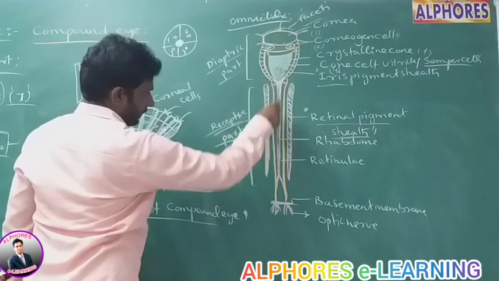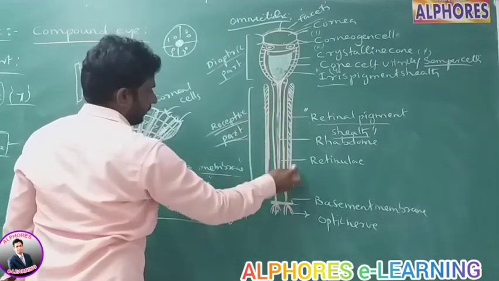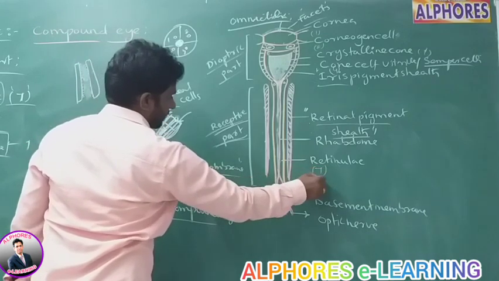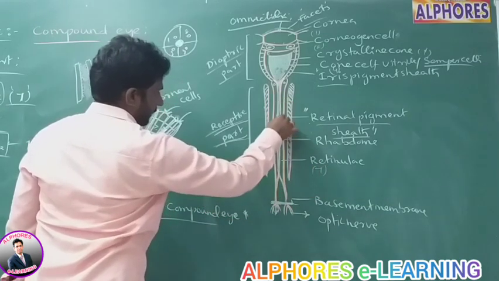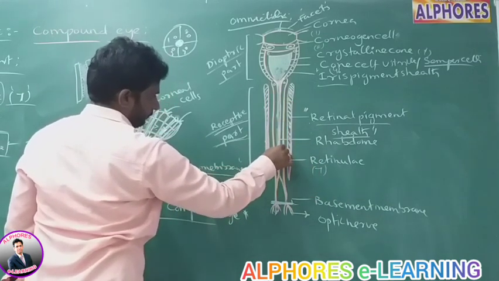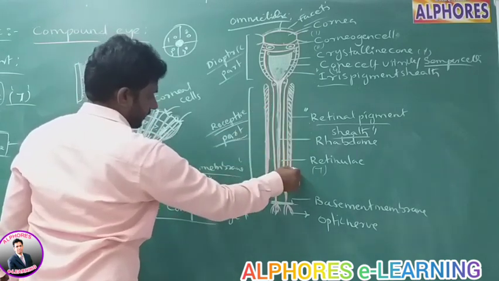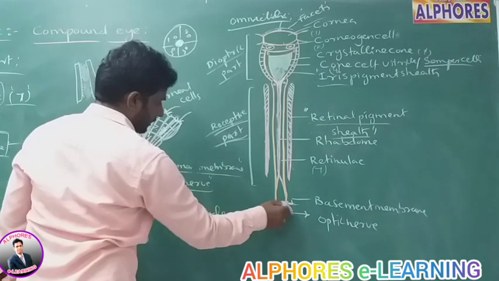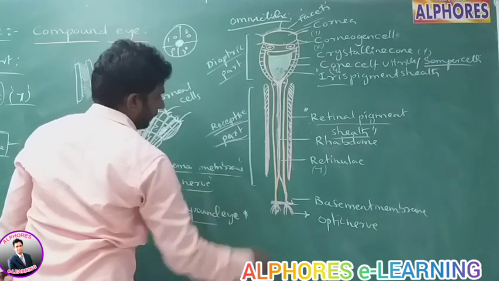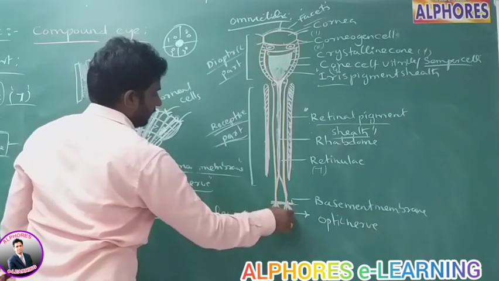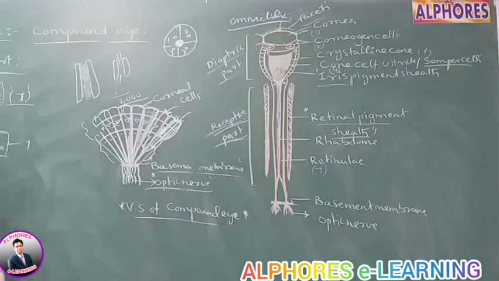Below that there are 7 retinular cells. In the center it has one rhabdome. Then it is covered with one sheath called the retinal pigment sheath. And all these cells are resting on a membrane called the basement membrane, from which the optic nerve arises. So that is the structure of a compound eye.